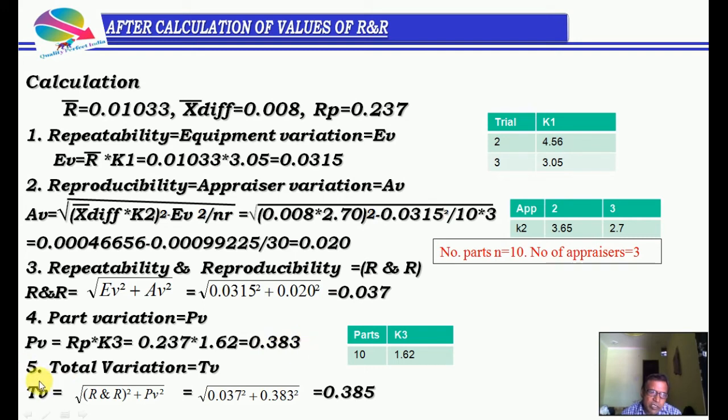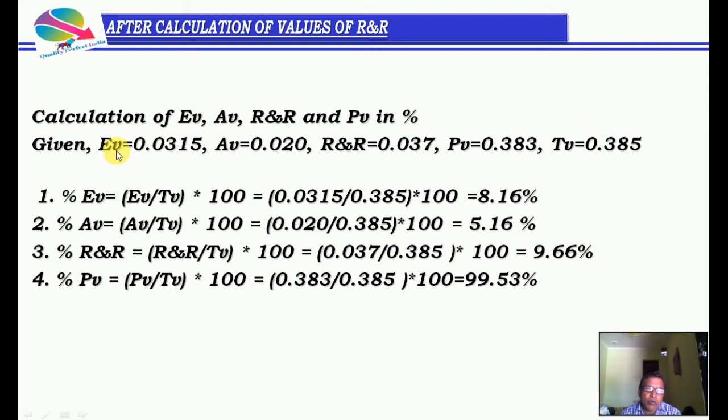Now you have to calculate the total variation TV. The formula is the square root of R and R square plus PV square. Here the R and R value we take from here, that is 0.037, and PV we have calculated here 0.383, and if you put these values, it will become 0.385. Now we have calculated EV equal to 0.0315, AV equal to 0.020, R and R 0.037, PV equal to 0.383, and TV equal to 0.385.